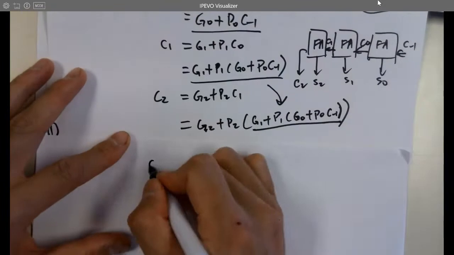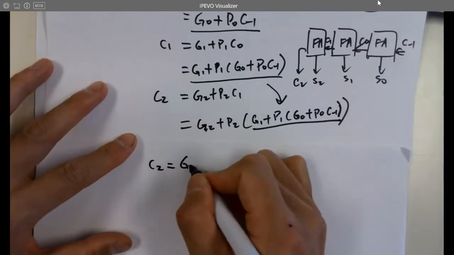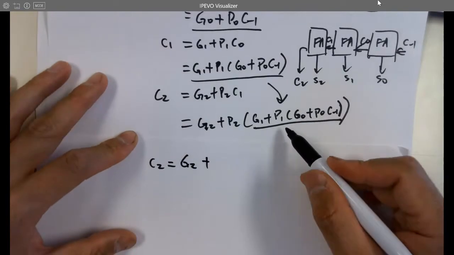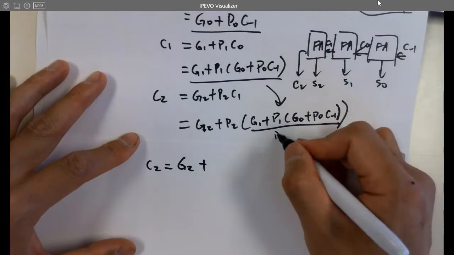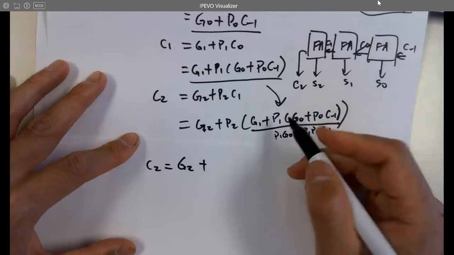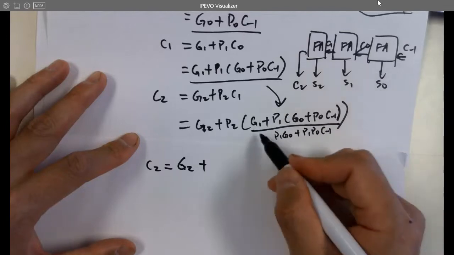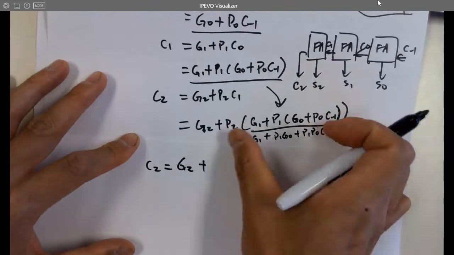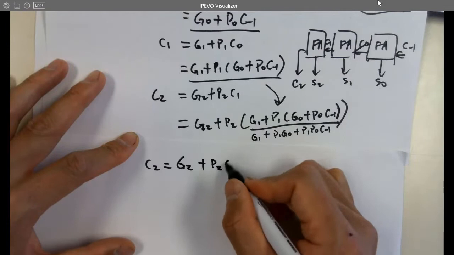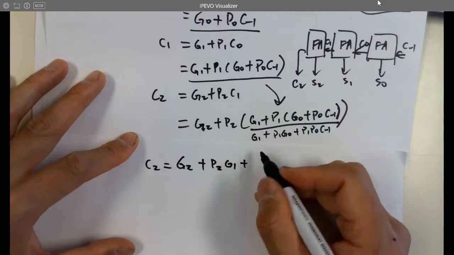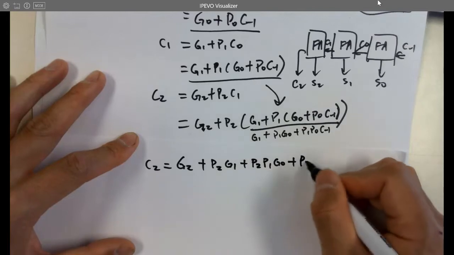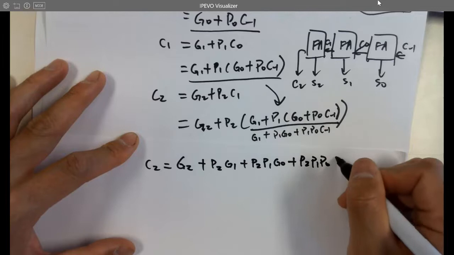So C2 equals G2 or, so what's inside here becomes P1 G0 or P1 P0 C minus 1, right? This is and plus G1. So expand it here, put P2 inside, so P2 G1 or P2 P1 G0 or P2 P1 P0 C minus 1.